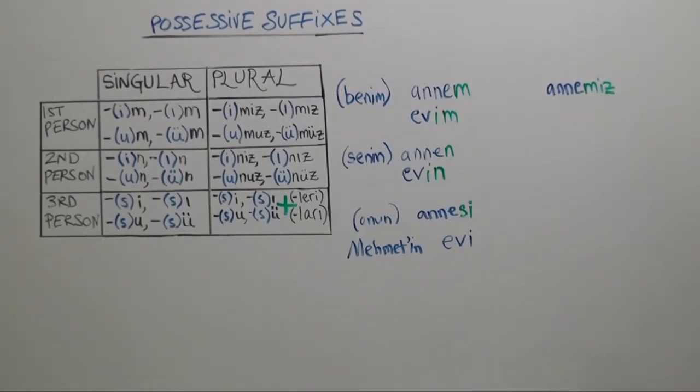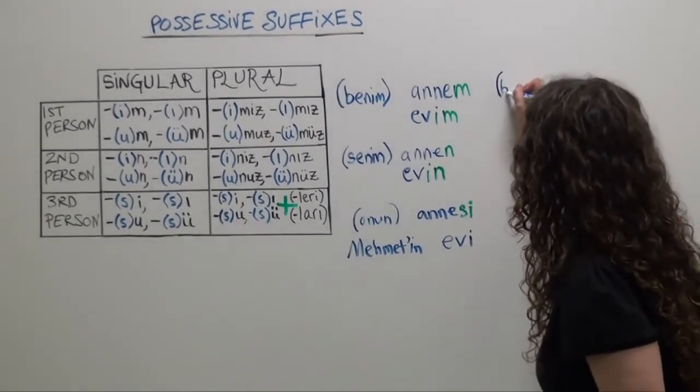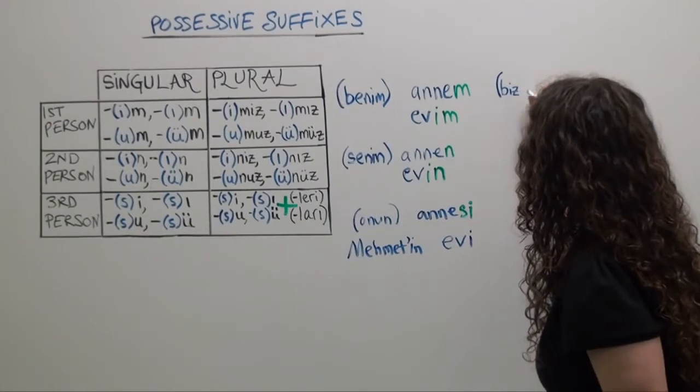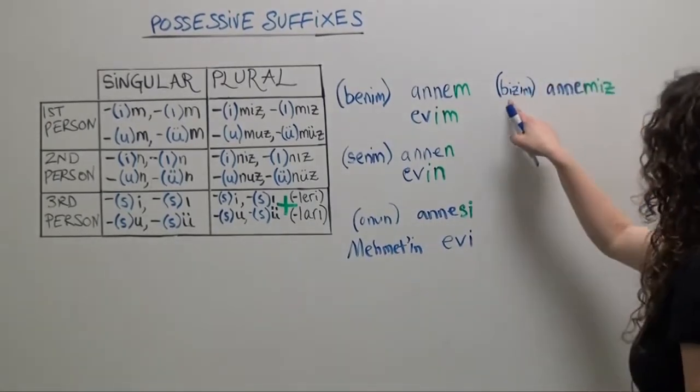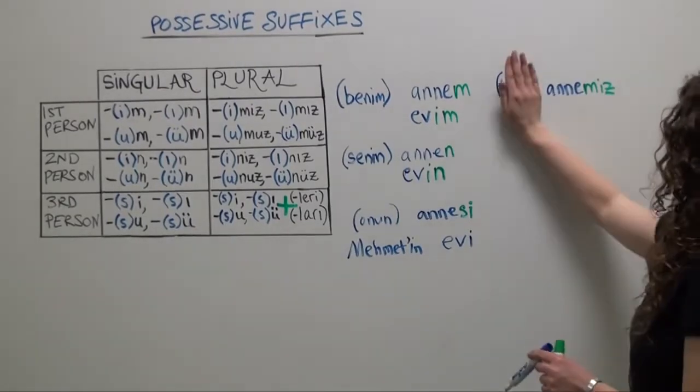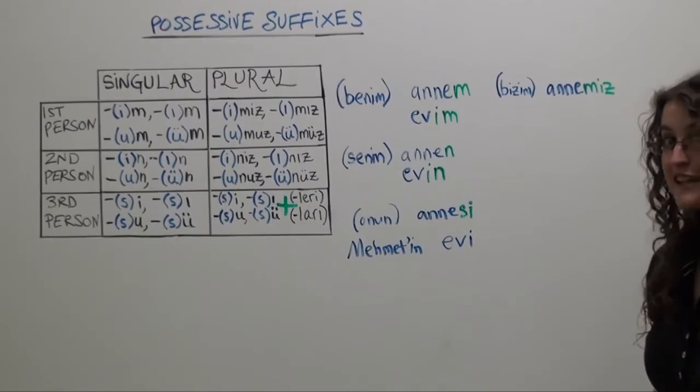And again, if we want to stress that it's our mother, we have the option, but we don't have to, to add the personal pronoun in the genitive. So bizim anneniz, our mother, or simply annemiz, our mother. Let's look at the second person plural.